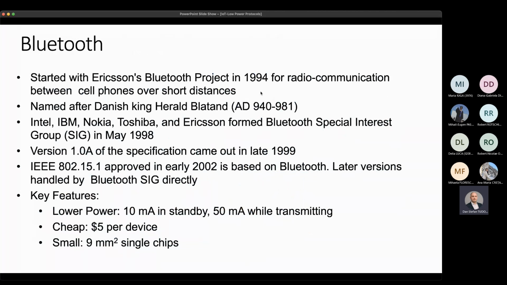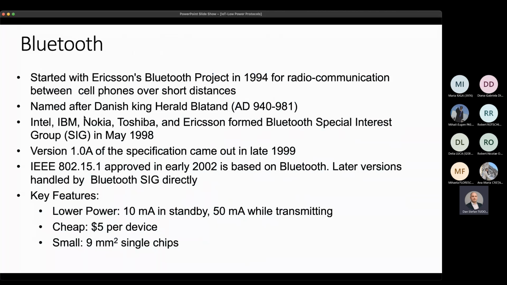So let's talk about the main protocols that are available right now for us in IoT, and most of them are actually very low power. So we're starting with Bluetooth. Now, Bluetooth as a protocol started in 1994 to actually establish a communication protocol between cell phones at that time over very short distances. So we had an explosion in cell phones. Nokia was one of the main drivers of cell phone development back then, and it established a consortium, a special interest group, or SIG, in May '98 with Intel, IBM, Toshiba, and Ericsson. So these were the major drivers in the mobile world back then.